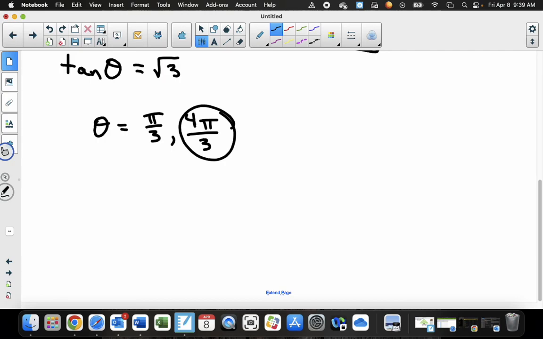There's your theta. So your answer to this problem is, remember, when you have polar coordinates, they're always in the form r comma theta. And you have r and theta now. So your final answer would be 3 comma 4 pi over 3.